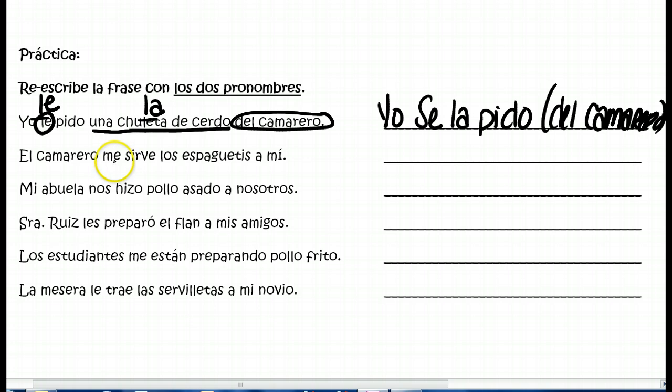Please go ahead and rewrite the sentences with both pronouns for the rest of these five. This will be due on Friday.